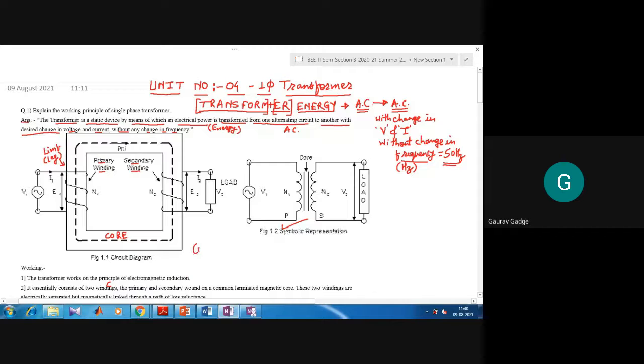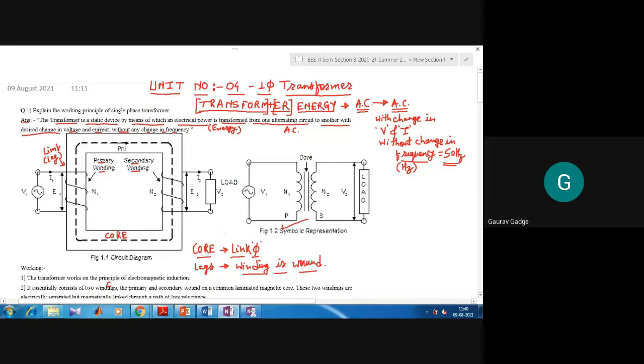And the purpose of the core is to link the flux. So I will just write it here. The purpose of the core is to link the flux. Okay. So the purpose of the core is to link the flux. And on the core legs, windings are wound.